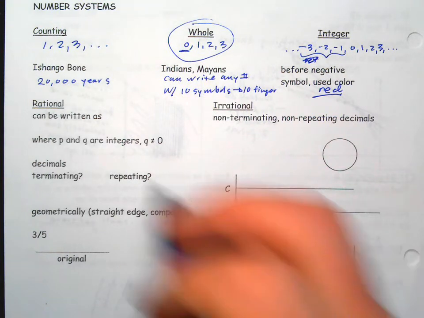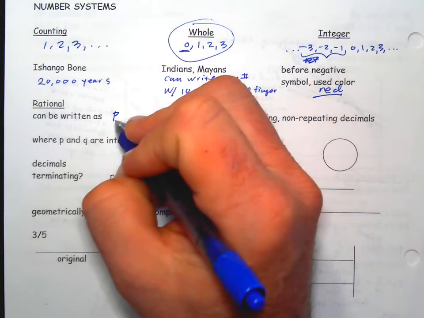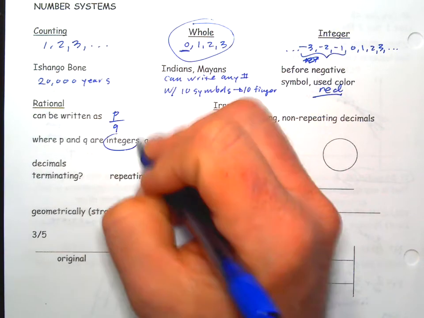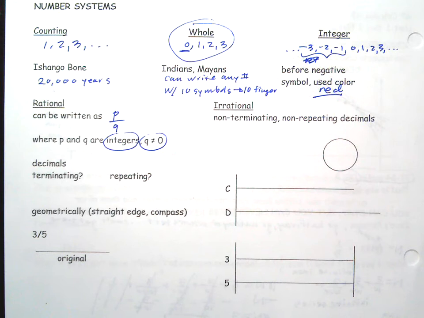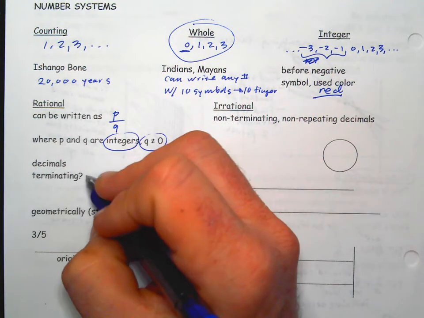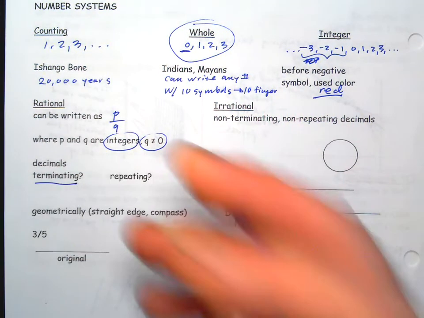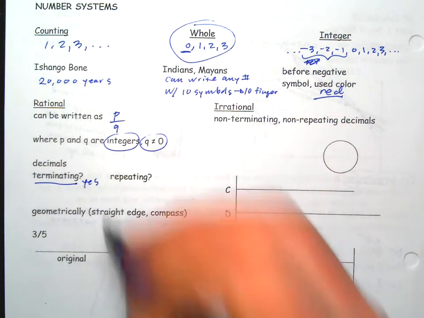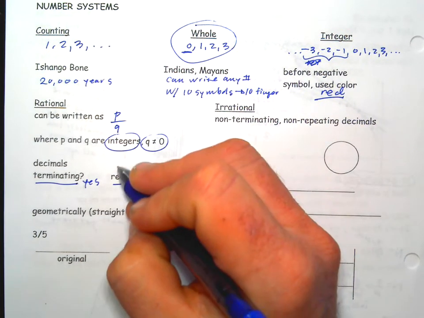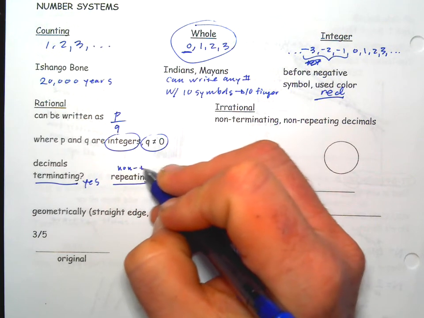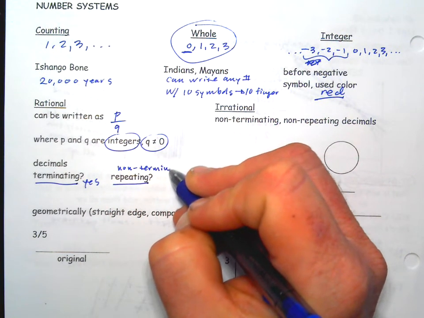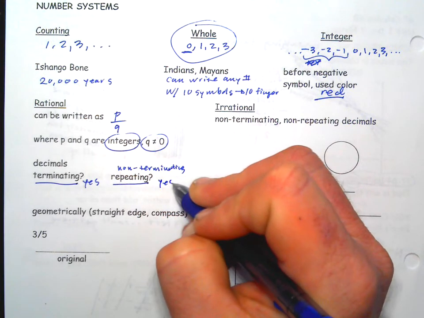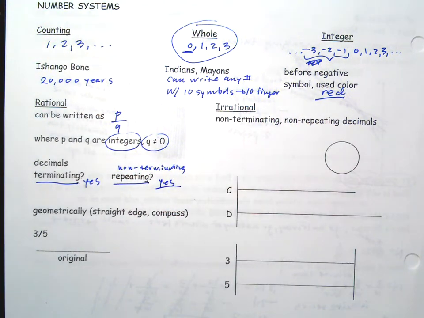Rational numbers can be written as P over Q, a ratio of integers, and Q cannot be 0. Decimals, if they're terminating, that means they end, then yes, they can be written as a rational number. If they're non-terminating, and they're repeating a pattern, then they can also be written as a fraction. We call those rational numbers.